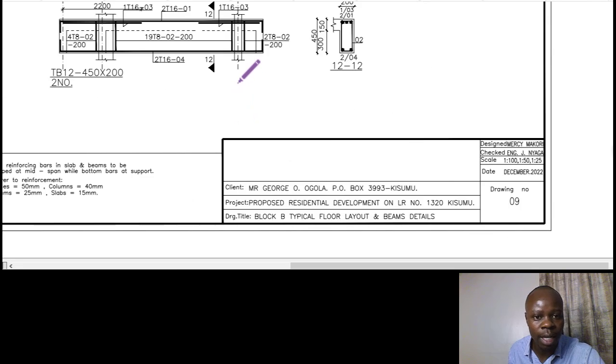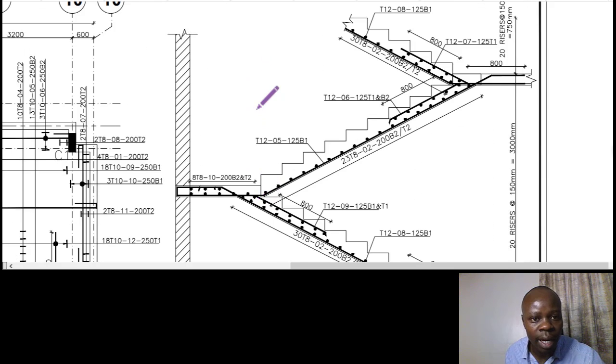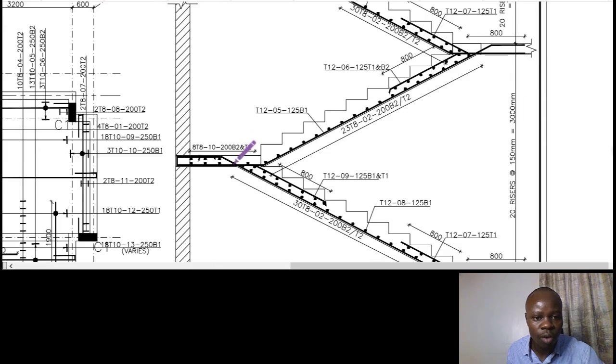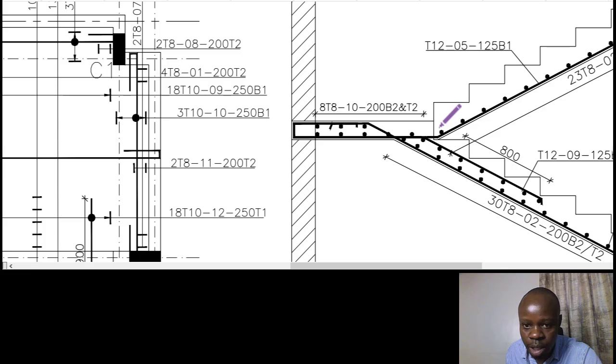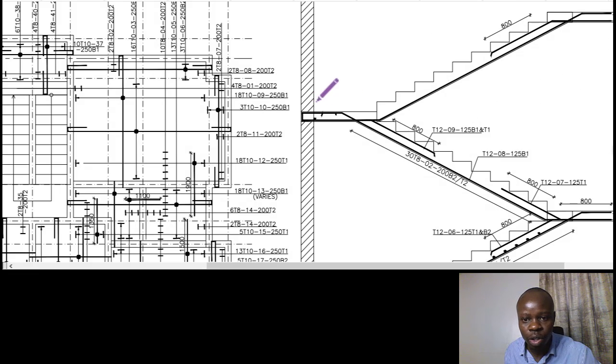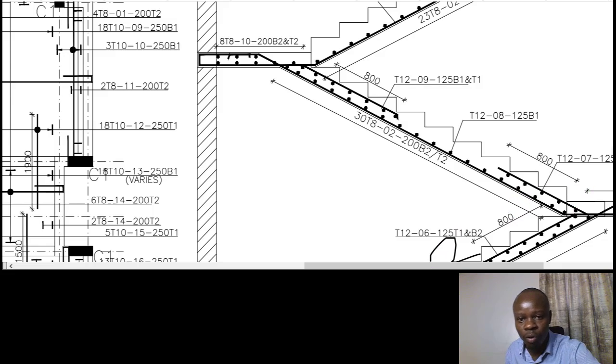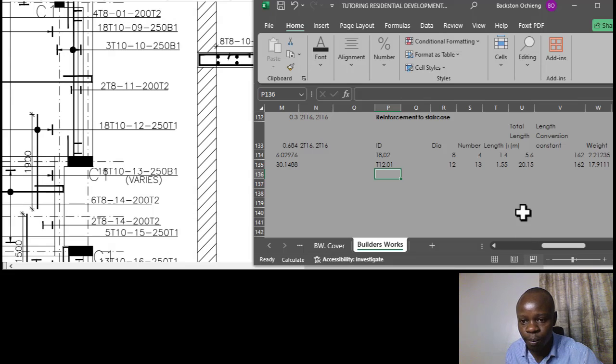We can estimate that it's halfway the landing, and the landing is 1 meter. Actually it's going all the way up to, if this is the landing, it's not even halfway, it's leaving a very small portion there towards the wall. So from the 1 meter we can take 800. That means we'll take the whole of the waist, which is 3.1.